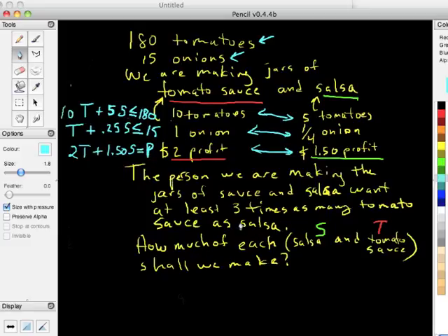Okay, so what's the next thing? The person making the jars of sauce and salsa wants at least 3 times as much tomato sauce as salsa. So how are we going to use this information? Well, our tomato sauce has got to be greater than or equal to, right? That's what at least means. Greater than or equal to 3 times our salsa, right there. Okay, how much of each? So we've just taken all of this information and we've written it algebraically.